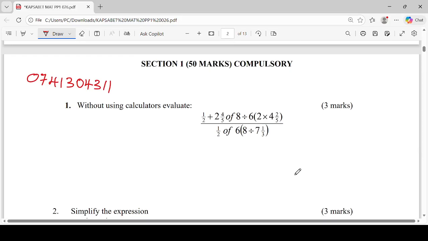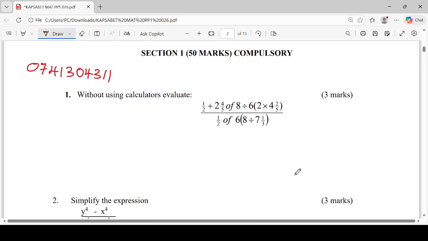So we are going to look at section 1 of this paper, that is 50 marks. And remember, section 1 is always compulsory, and each and every learner is supposed to be very keen while working on this section 1. So question number 1, without using calculators, evaluate a half plus 2 whole number 4/5 of 8 divided by 6 into 2 times 4 whole number 2/5 all over a half of 6 into 8 divided by 7 and a third, 3 marks.